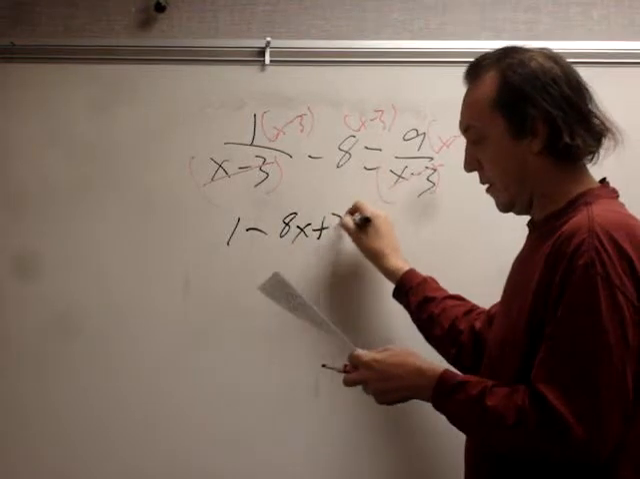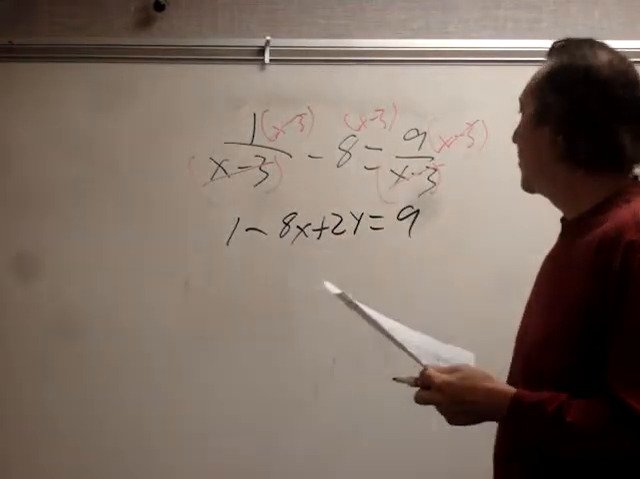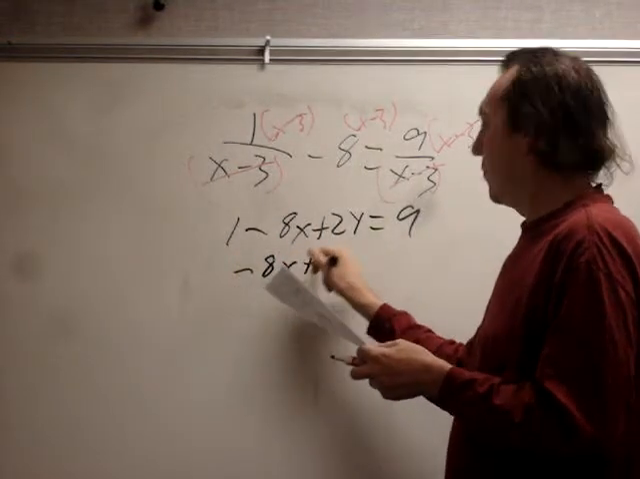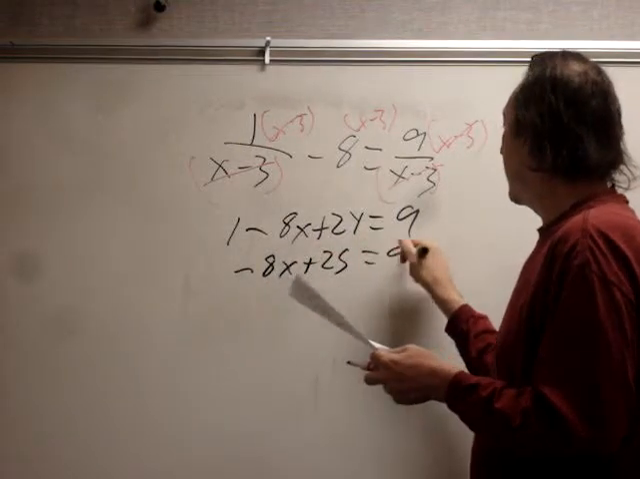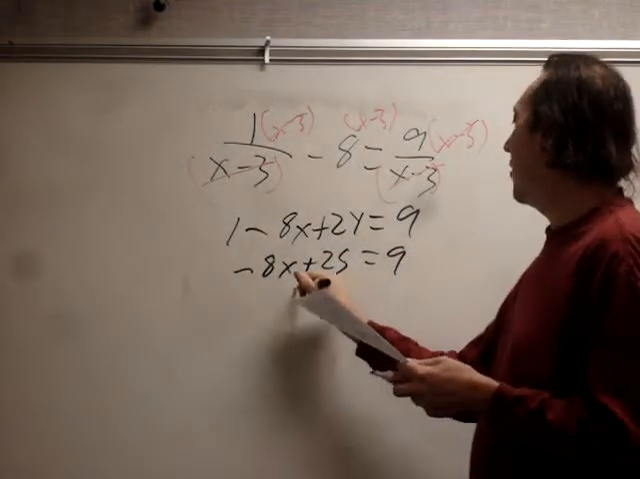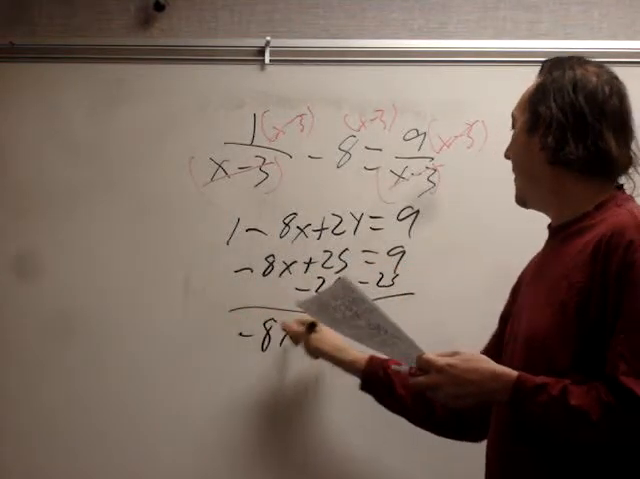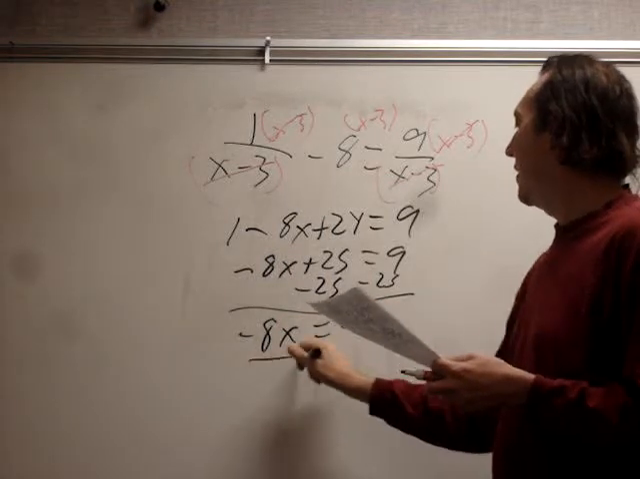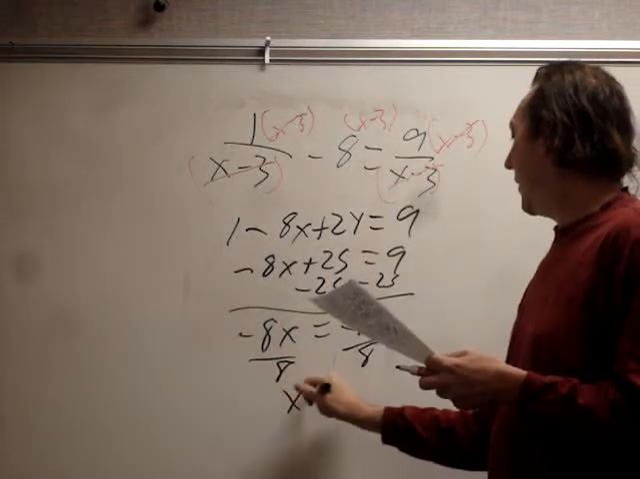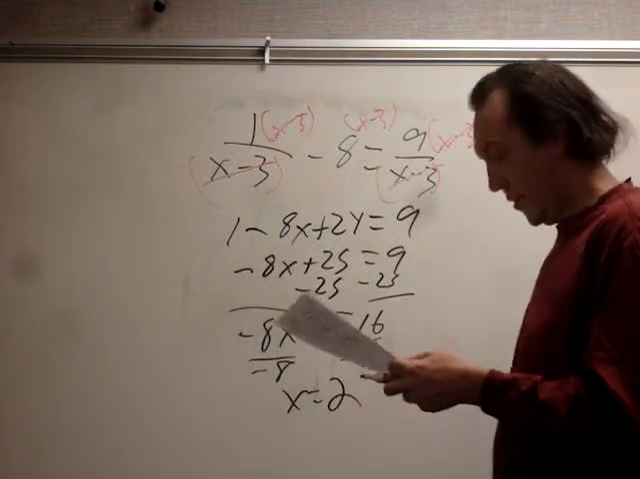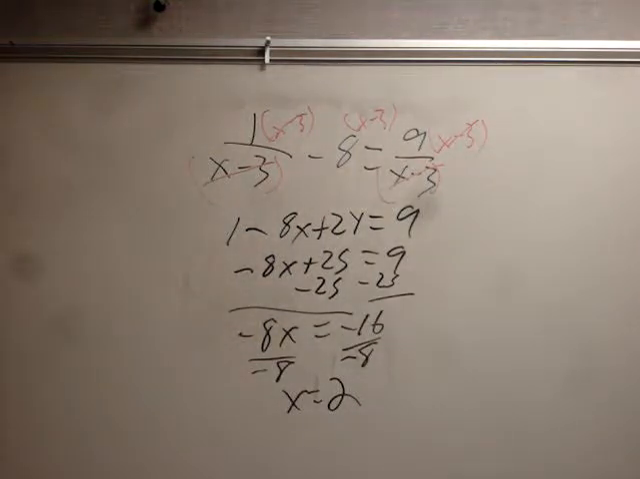negative 8x, and it becomes plus 24 equals 9. Combine like terms, we have negative 8x plus 25 equals 9. Move all my numbers over, so subtract 25. You get negative 8x equals negative 16. Divide both sides by negative 8 and get x equals 2. Make sure you keep your negatives where they need to be, and you'll get the right answer here.